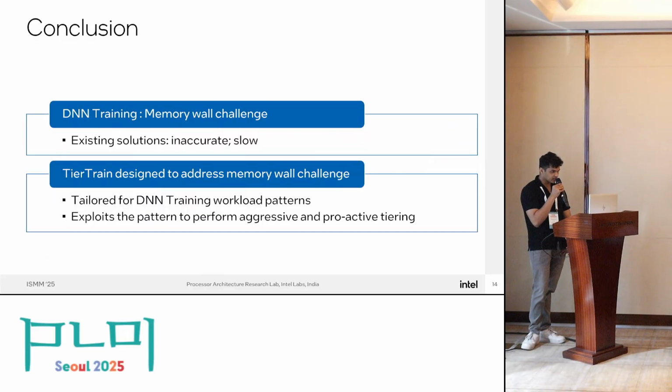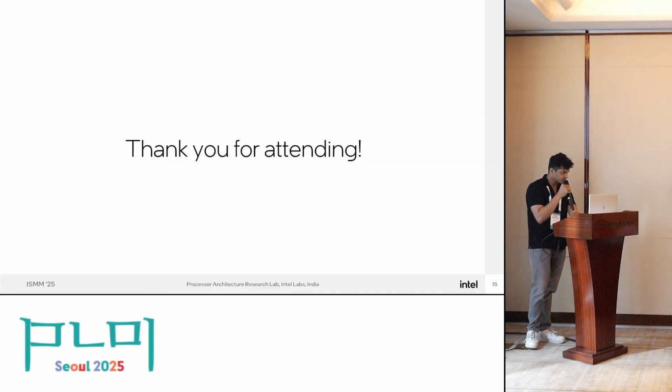In conclusion, all the existing solutions are inaccurate and slow, in the sense that they might not be able to prefetch all of this data in time once the data has been detected to be hot. TierTrain addresses these challenges by understanding the DNN training workload pattern. The first epoch is a profile epoch where it gets all of this information, and then it starts tiering data from the second epoch onwards. And it does this in a proactive fashion, where it doesn't have to wait for the data to be accessed. It just prefetches all the tensors in advance. Thank you.